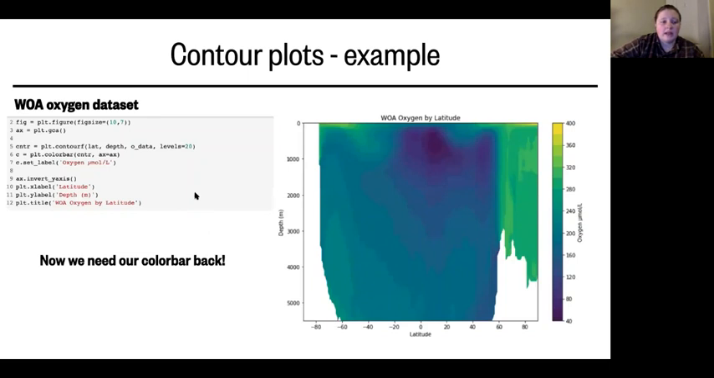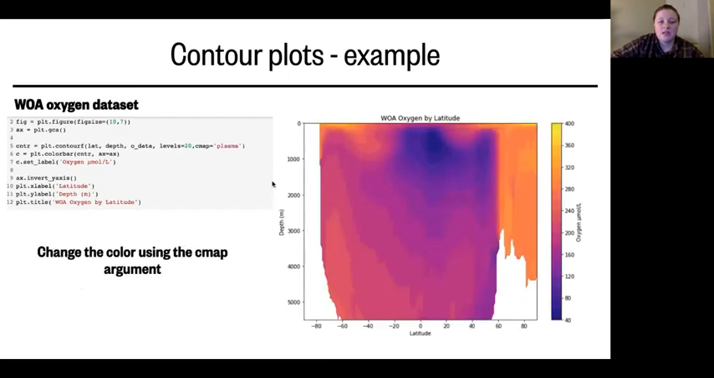So here's what that would look like if I say plt.contourf of my latitude, depth, my oxygen, and my levels being 20. And you can see this is what it sort of ends up looking like. And you can see each of the sort of contours are filled in between, and it interpolates between those things. So we need our color bar back because we've now added color back from our just black lines. And we can also change our color map. So you can see we changed it to a plasma color map instead.